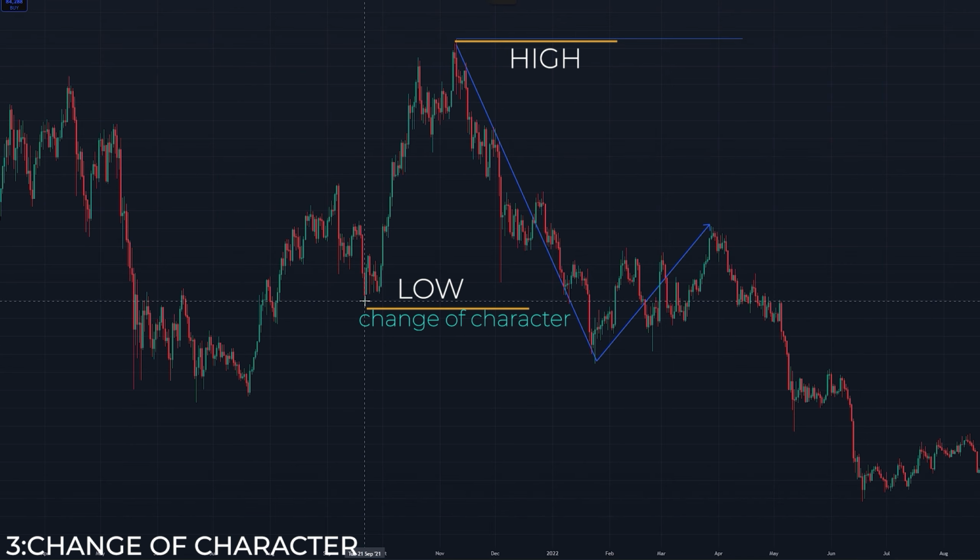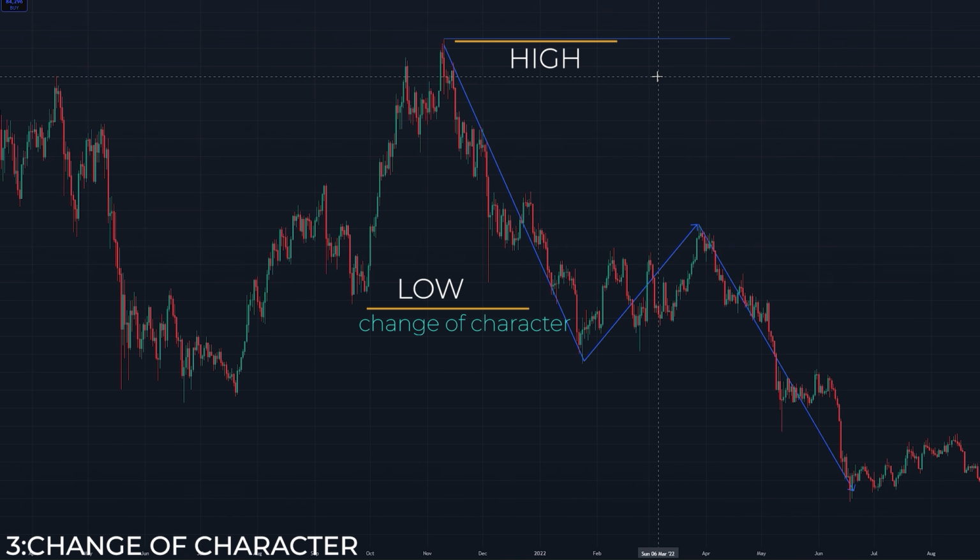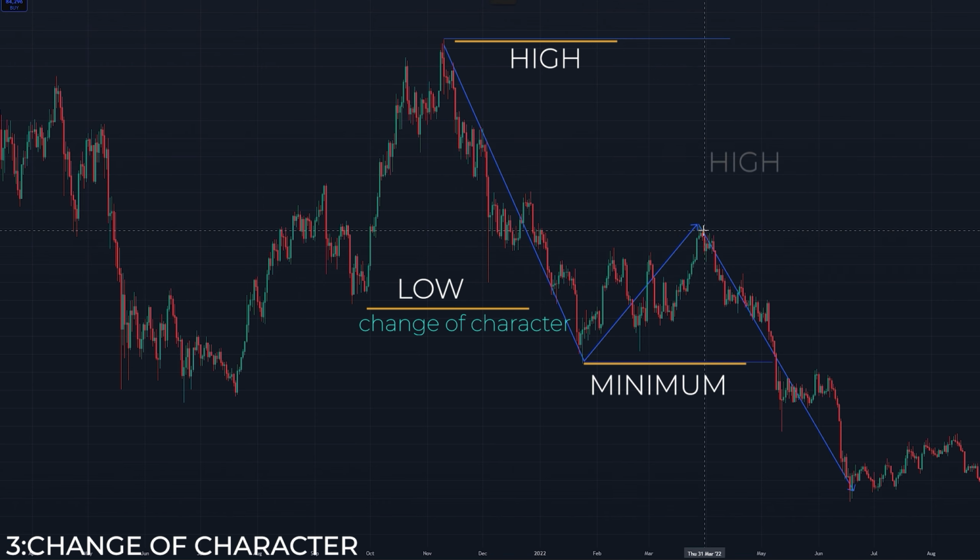Here we see that there was an ascending structure. There were rising highs and rising lows, followed by a downward move. And we can see that our low here has been updated. That is, our price has updated the low, not updated the high. This means that this is a change in the market structure, followed by a further downward movement.